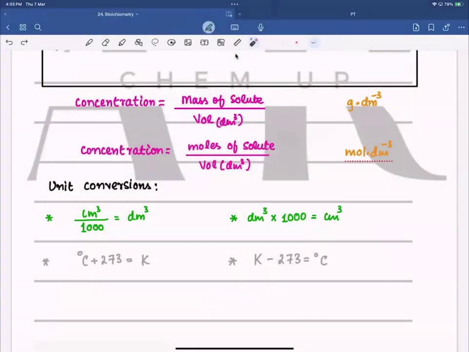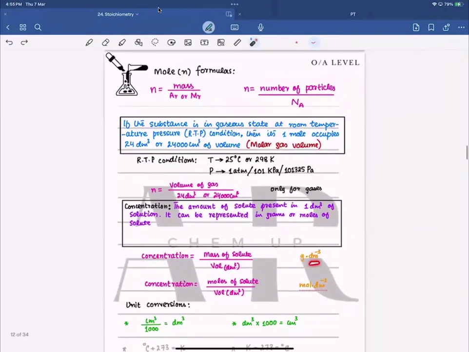Yes, they are a little confusing, Khatija, but when you practice it, then you will be able to understand. Sir, I have a question: how will we convert gram per dm cube into mole per dm cube? Both have the same denominator. So if it's gram, we divide it by the AR or MR, and we will get the moles. Same way, if I divide it by the AR or MR of the substance, then the gram per dm cube will be turned into mole per dm cube.